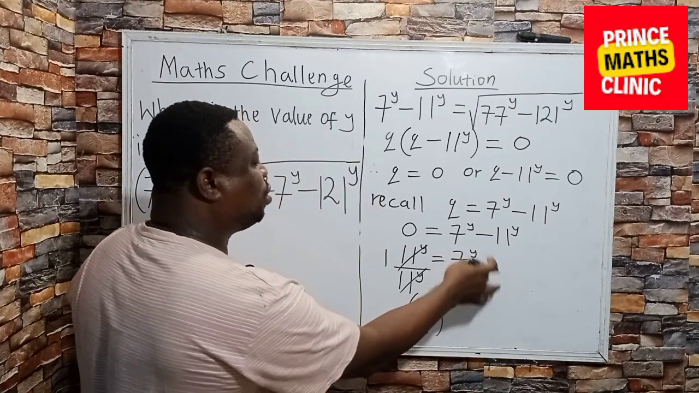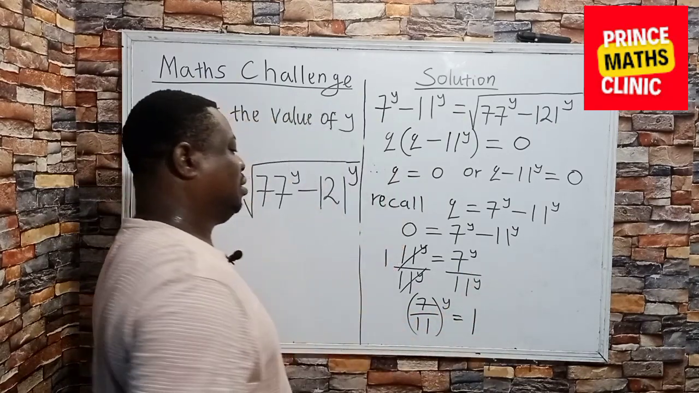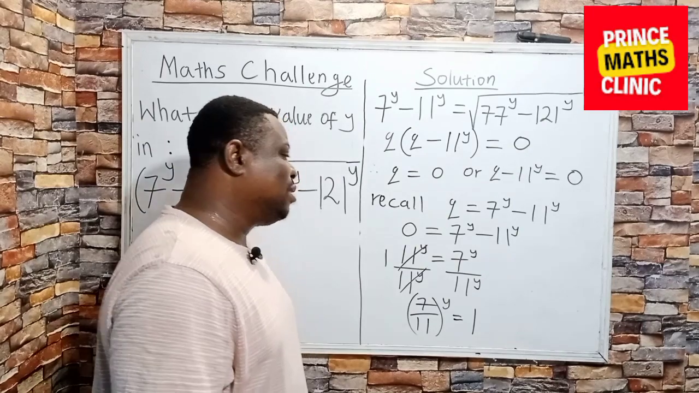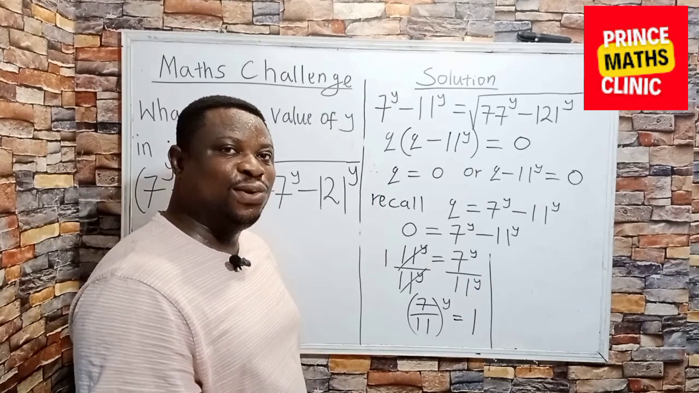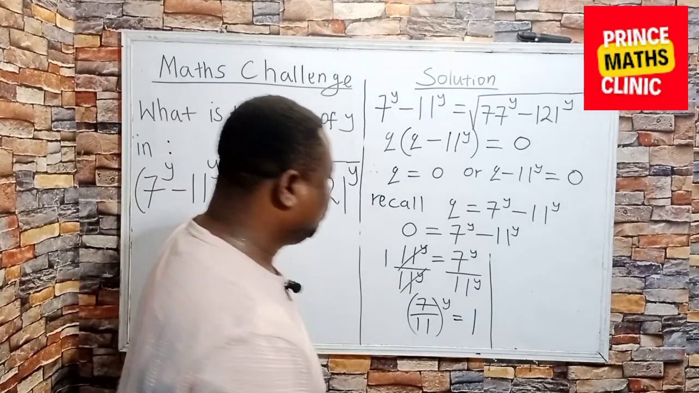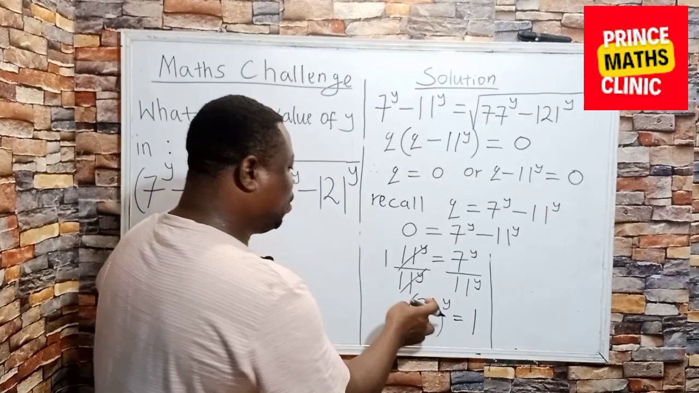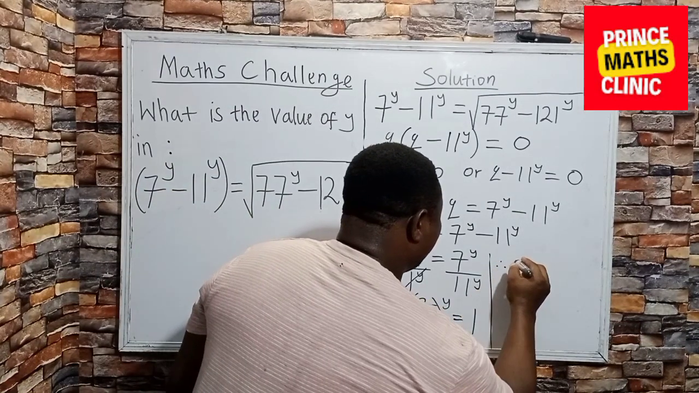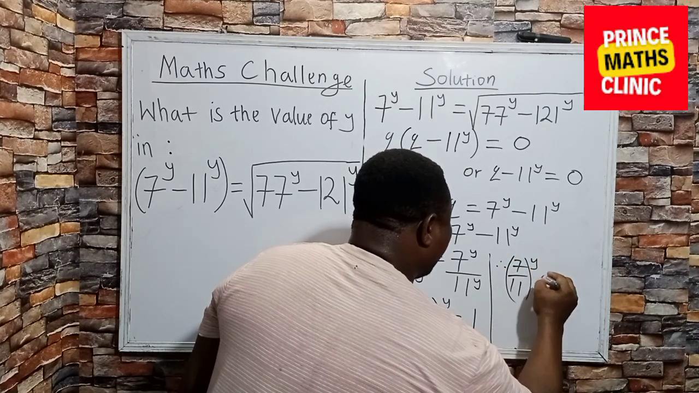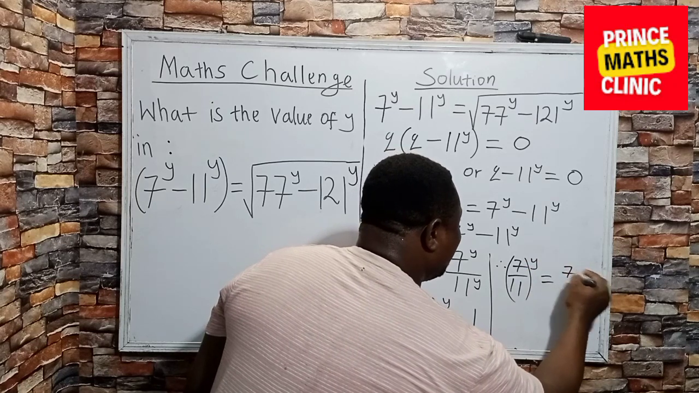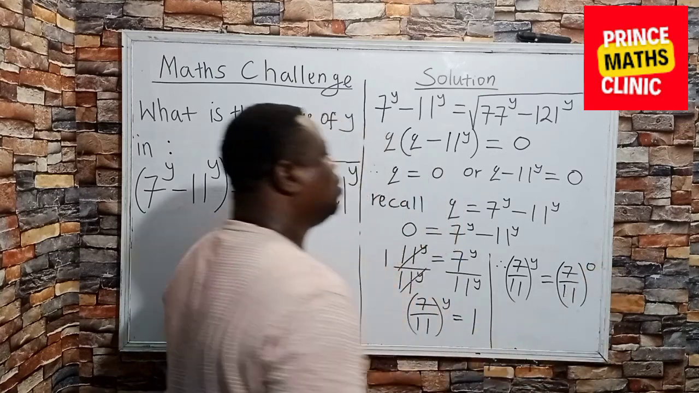Because both of them are raised to the power of y, I can put them like this, equal to 1. And we know that in mathematics, anything to the power of 0 is equal to 1, whether it's a fraction or a number. So I can say, therefore, 7 over 11 to the power of y must definitely be equal to 7 over 11 to the power of 0.